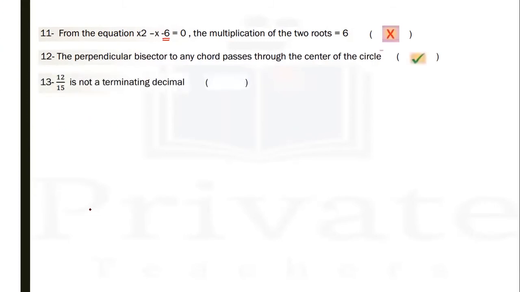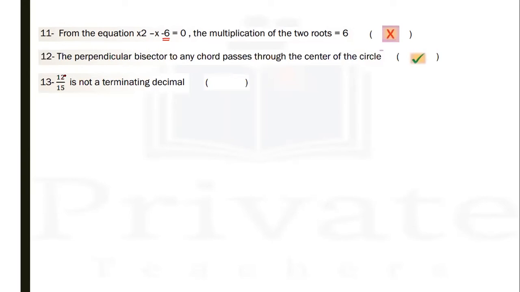12 over 15 is not a terminating decimal. As I told you, to find the difference between the terminating decimal and the repeating decimal, we look at the denominator. If it is one of the powers of 2 or 5 or 10, that means it is a terminating decimal. If not, that means it is a repeating number. But here, look at this one. We look at the denominators directly after we put the fraction in the simplest form. So our fraction here is not in the simplest form, so we put it in the simplest form.